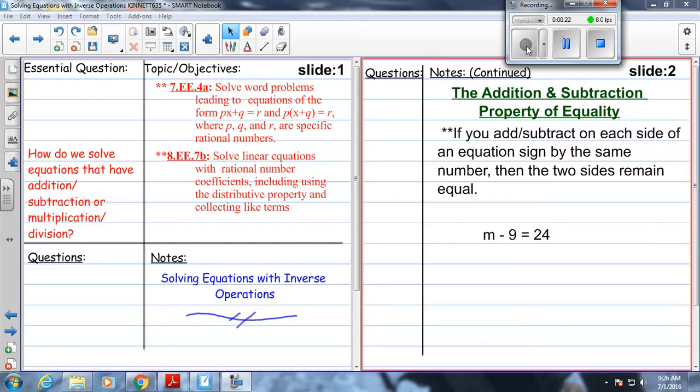We're learning 7EE4A and 8EE7B, and we're going to focus on some properties first, but I'm going to ask you to pause right now and copy these two slides down for me. Thank you.